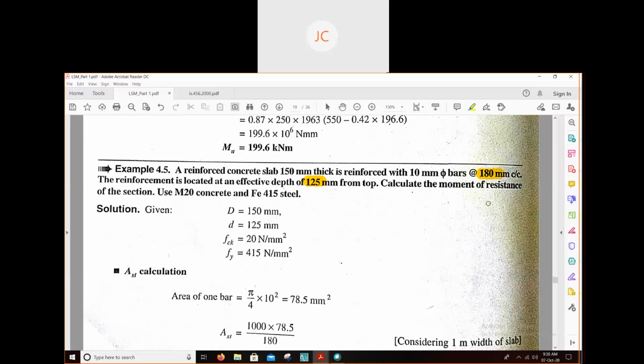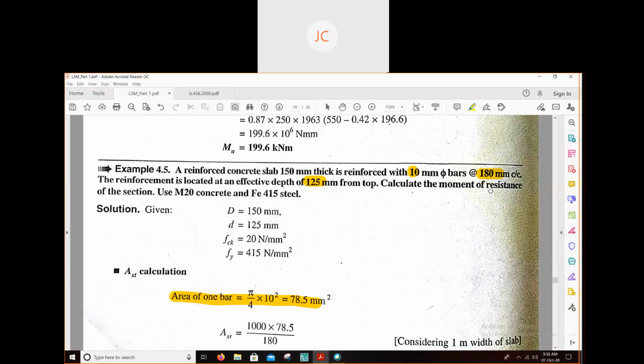180 millimeter is the spacing of the bars, and the diameter of the bar is 10 millimeter. So from these two values, the diameter of one bar and the spacing, we can find out the total area of steel. Since the diameter is given, we can find the area of one bar. This is the formula, pi by 4 d square.